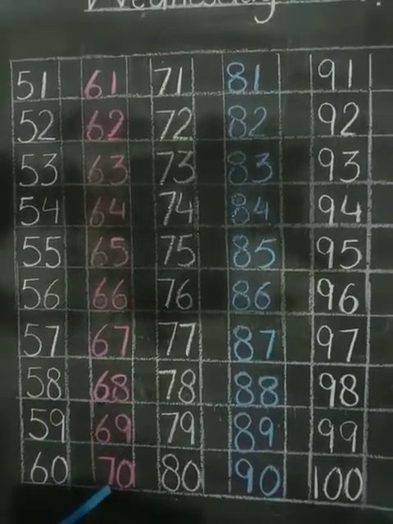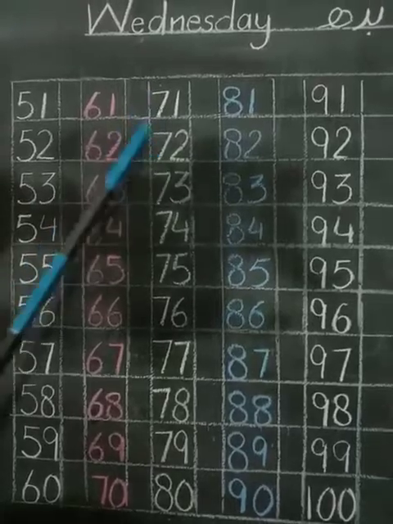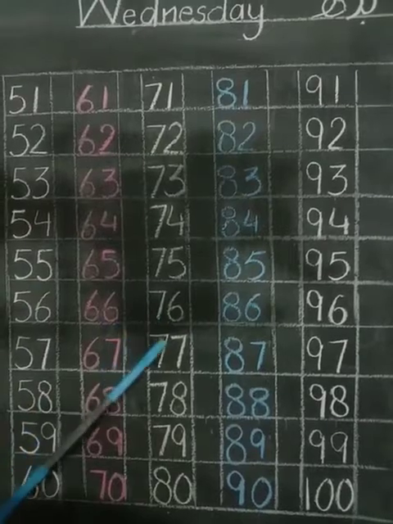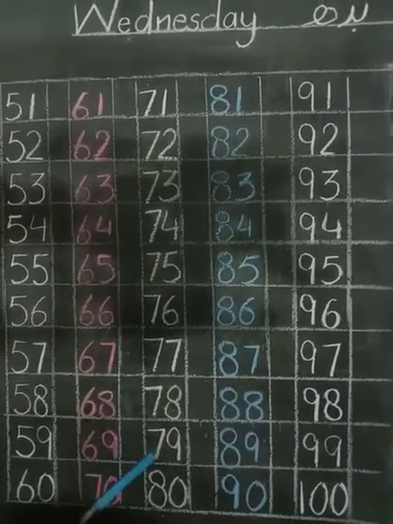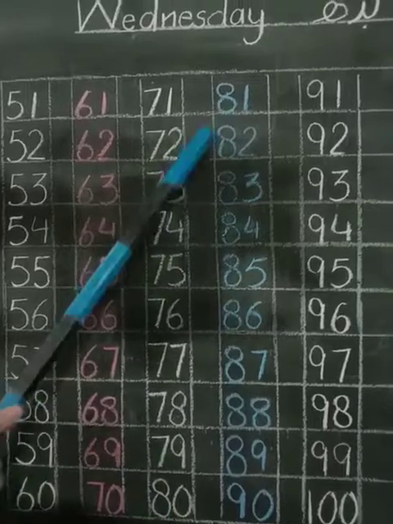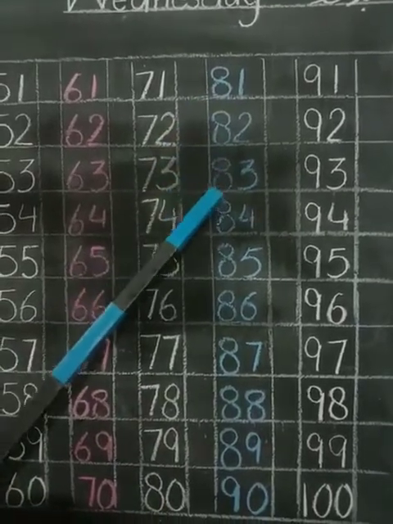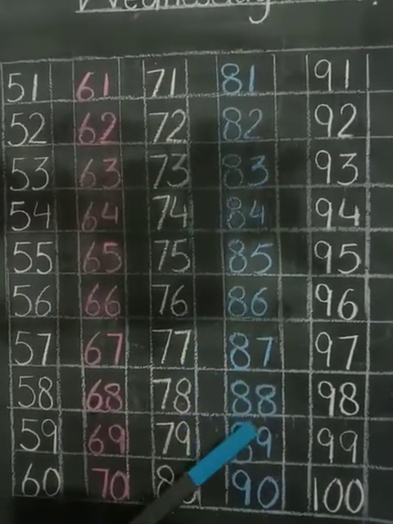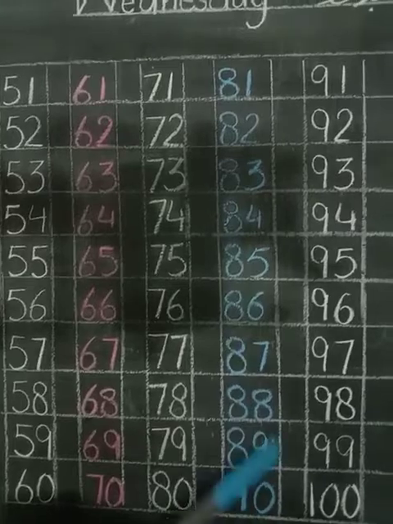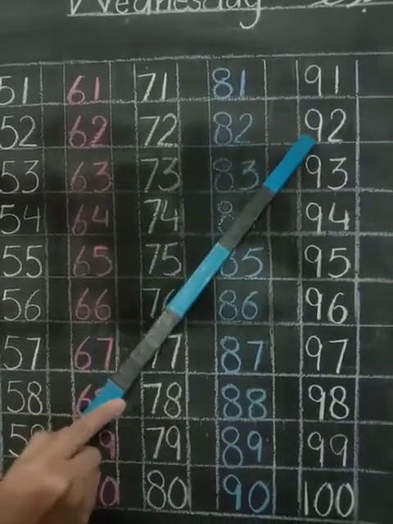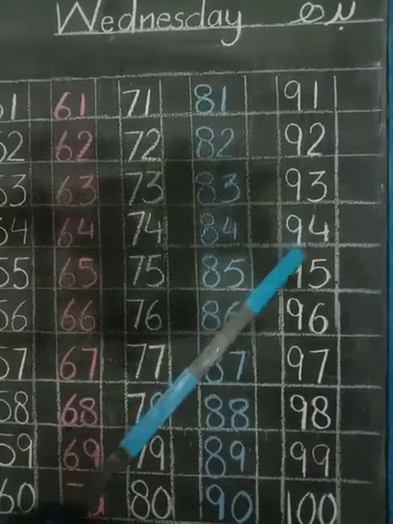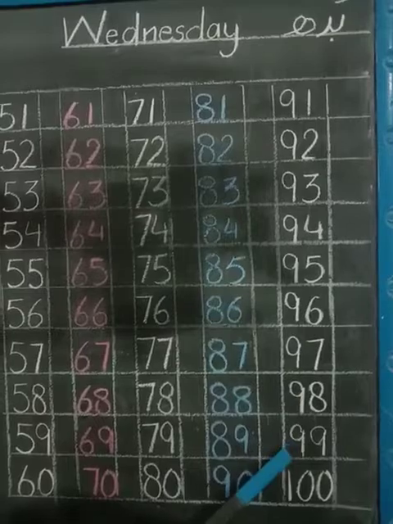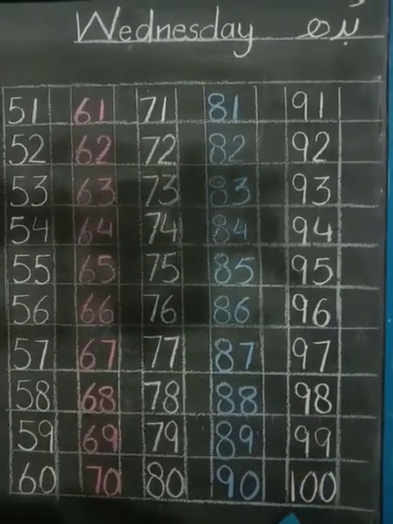51, 52, 53, 54, 55, 56, 57, 58, 59, 60, 61, 62, 63, 64, 65, 66, 67, 68, 69, 70, 71, 72, 73, 74, 75, 76, 77, 78, 79, 80, 81, 82, 83, 84, 85, 86, 87, 88, 89, 90, 91, 92, 93, 94, 95, 96, 97, 98, 99 and 100.